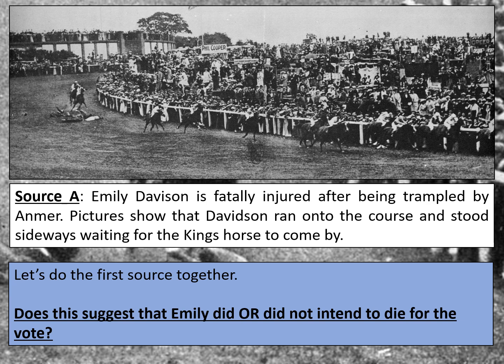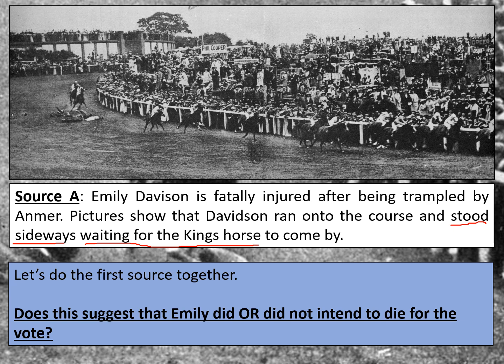Now, for me, I think the fact that the source mentions that she stood sideways and also the fact that she was waiting for the king's horse in particular kind of confirms what the video was saying about the fact that she was intending to do something else, not necessarily to actually die. I think that the fact that she stood sideways perhaps shows she is not intending to run straight out in front of the horse, otherwise she would have stood straight in front of it. The fact that she stood sideways suggests that she's actually got intentions to do something to the king's horse as a publicity stunt.